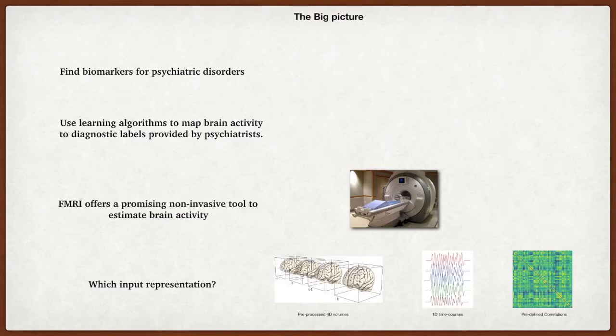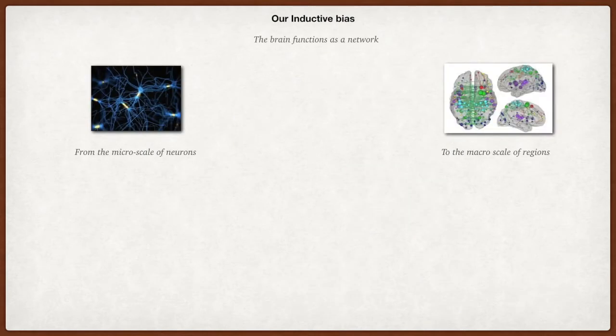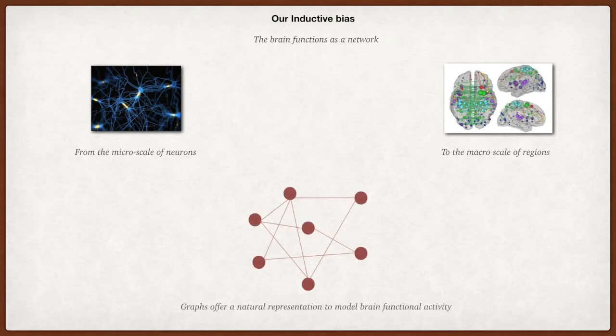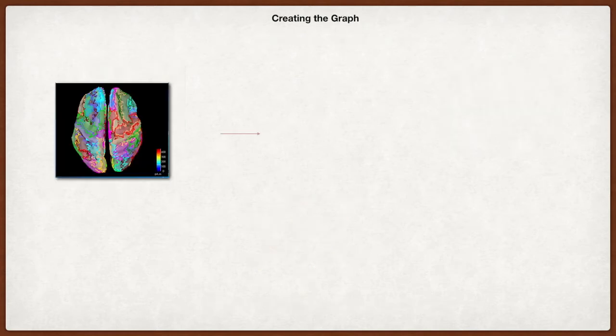A main limitation of some of the common representations used now is that they lack the inductive bias to model brain activity. This creates an even more challenging task for the learning algorithm, especially given the low sample sizes in fMRI datasets. A good inductive bias from our prior knowledge of how the brain works is that it operates as a dynamic network from the microscale of neurons to the macroscale of lesions. Thus, dynamic graphs offer a natural representation to model brain activity, and thereafter, together with the rapid development of geometric deep learning, graph convolution networks offer a promising path to go forward.